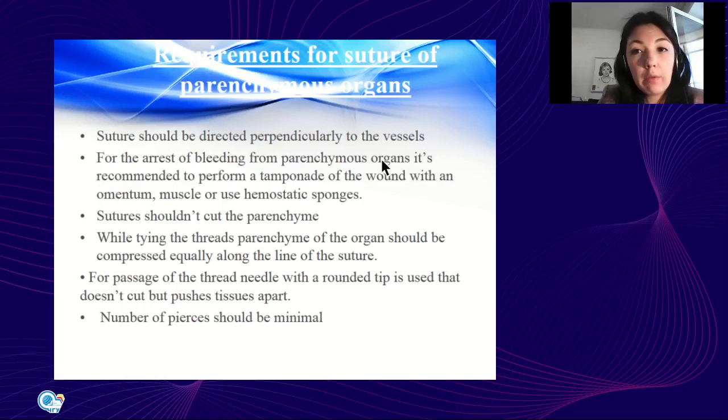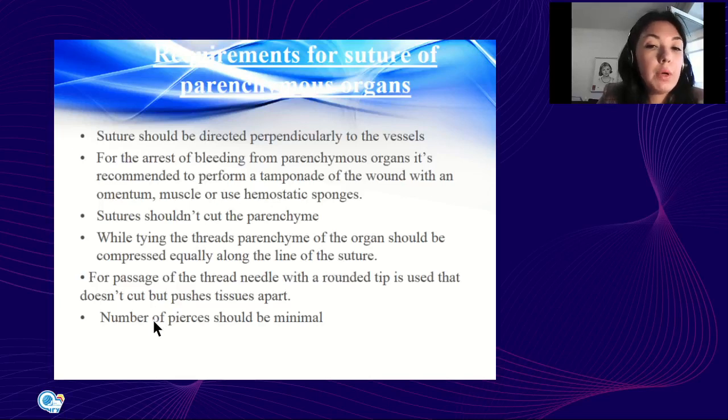Sutures shouldn't cut the parenchyma, and to avoid it, sutures should be rather wide, because if we make a suture very close to the margin of the wound, they will definitely cut the parenchyma. So while tying the threads, parenchyma of the organ should be compressed equally along the line of the suture. So tension should be equal.